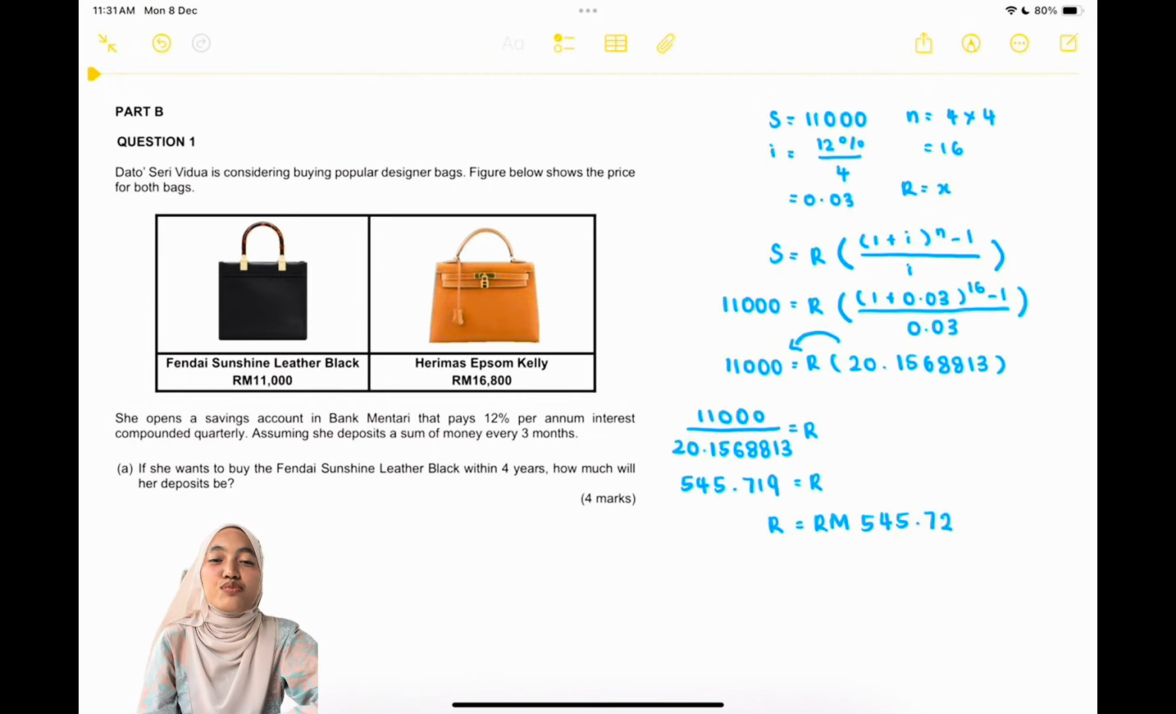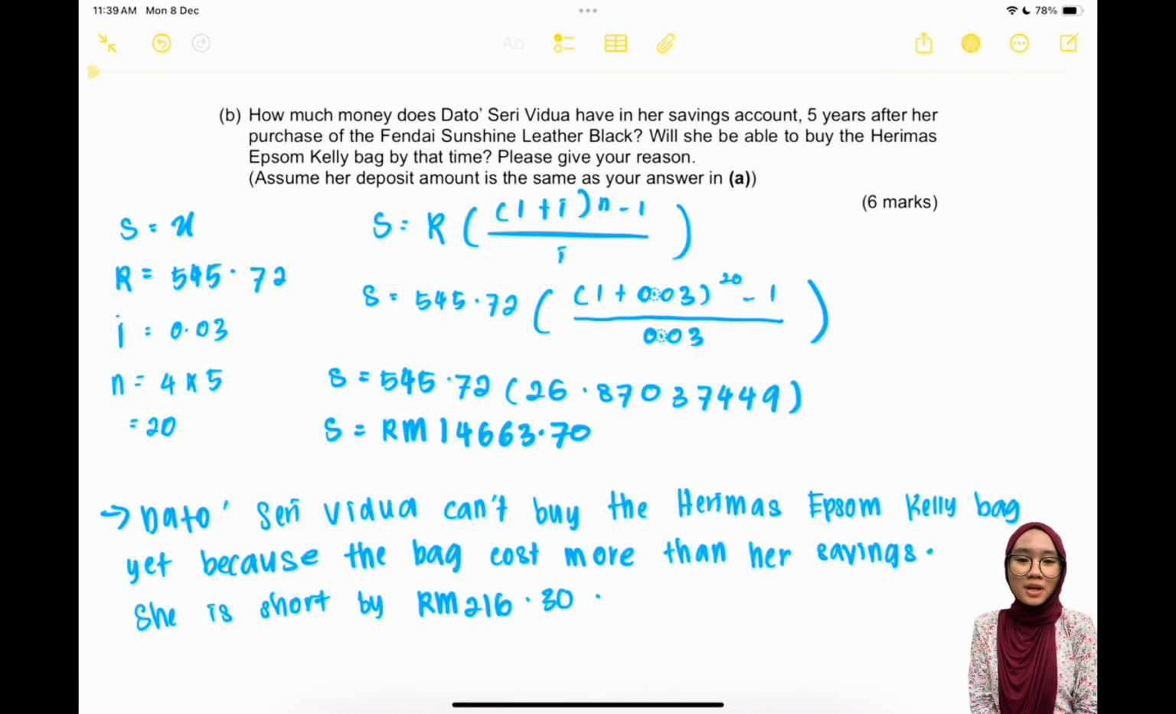So we got 20.15688813. So we need to move it to the left, which is 11,000 over 20.15688813 equals R. And we calculate it, we got 545.719 equals R. So R equals RM545.72.